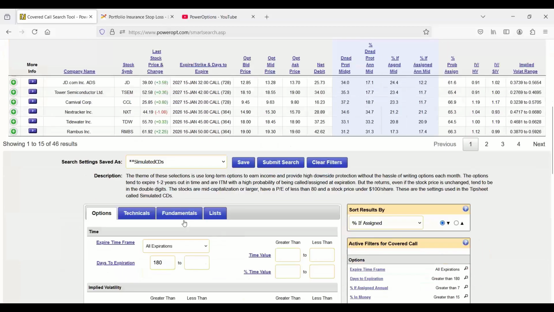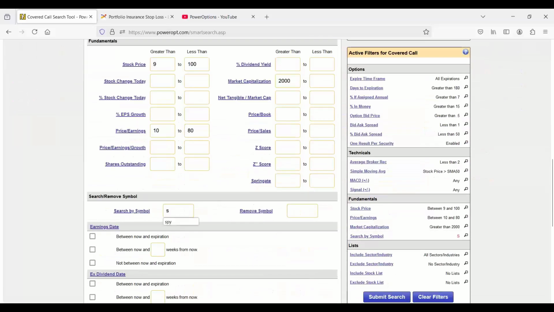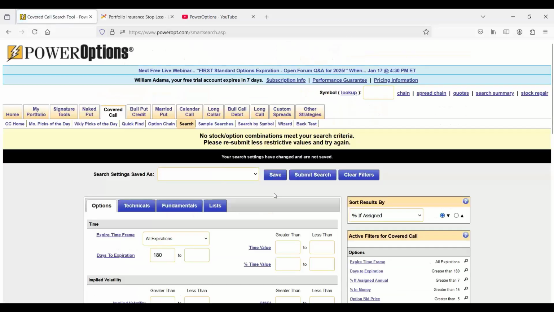Instead of going to page 2 or page 3, I'm going to go into fundamentals, and I'm going to search by symbol. I'm going to search by SHOP. It should still be in here. It couldn't have changed that much. Really? All right. Well, I don't know what happened there. That's very odd, but that was the search. It's okay. It's fine because we have the screen here.